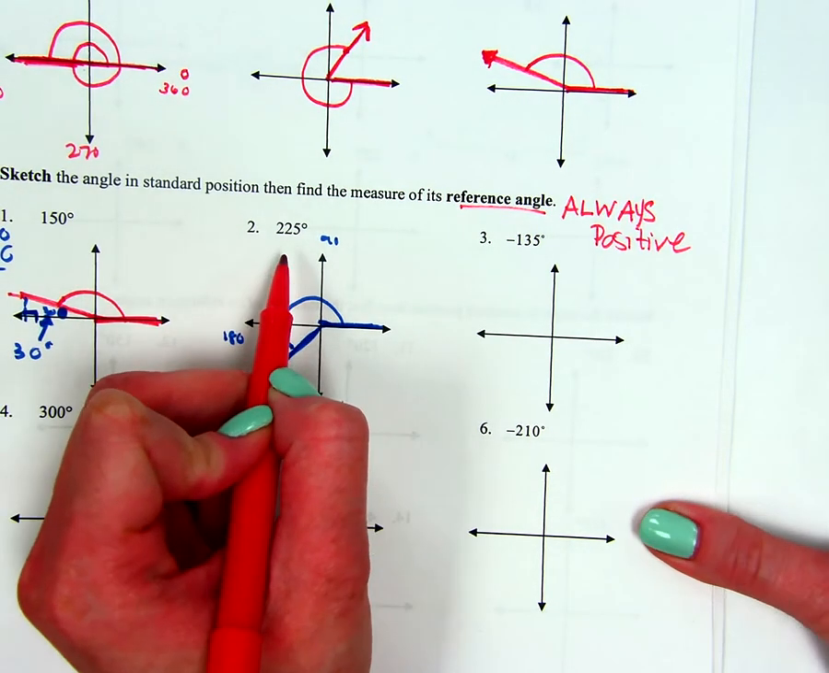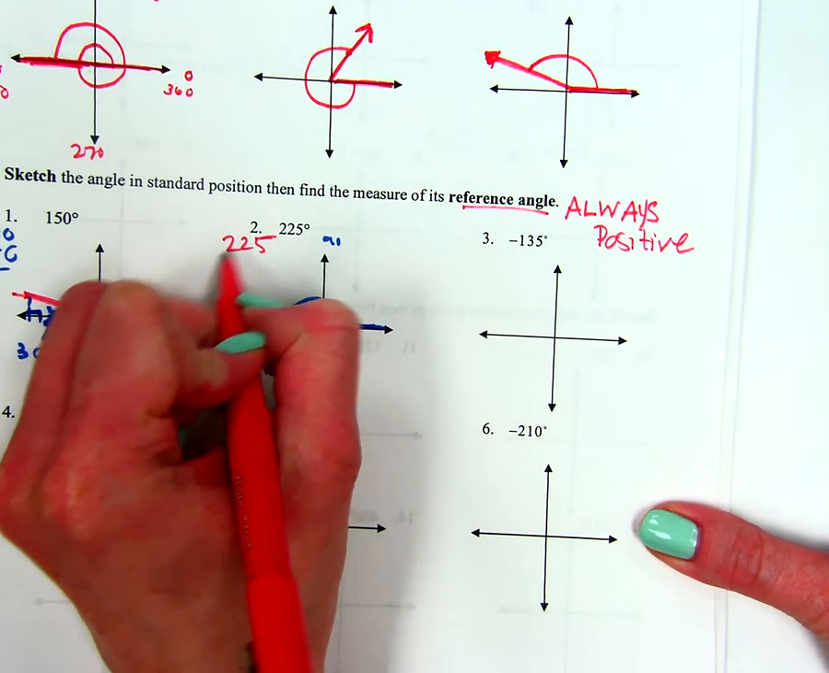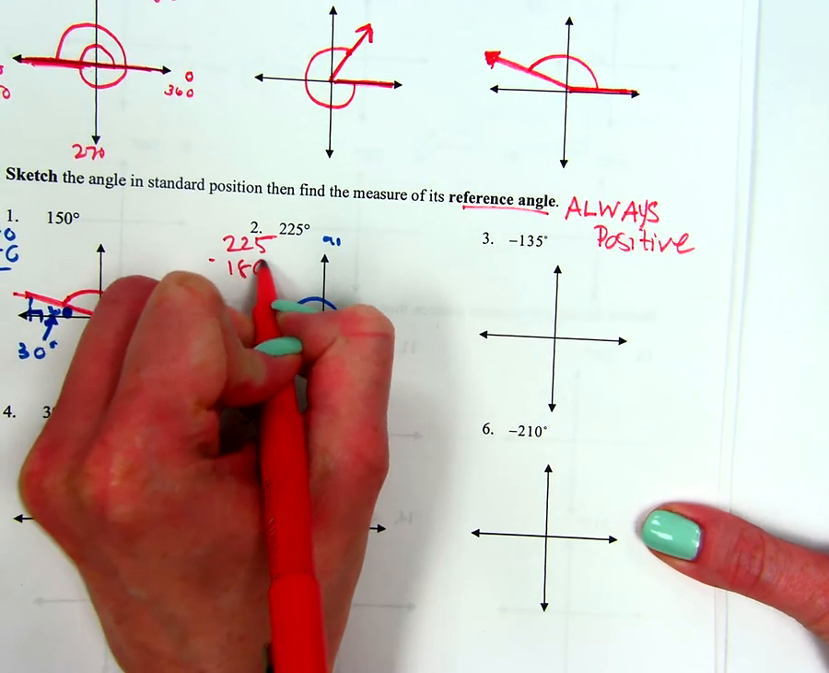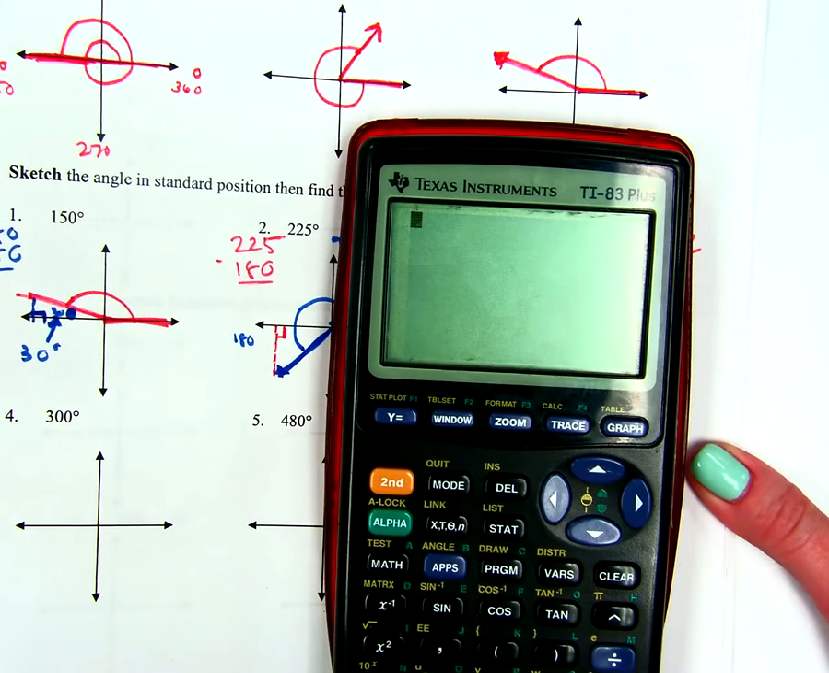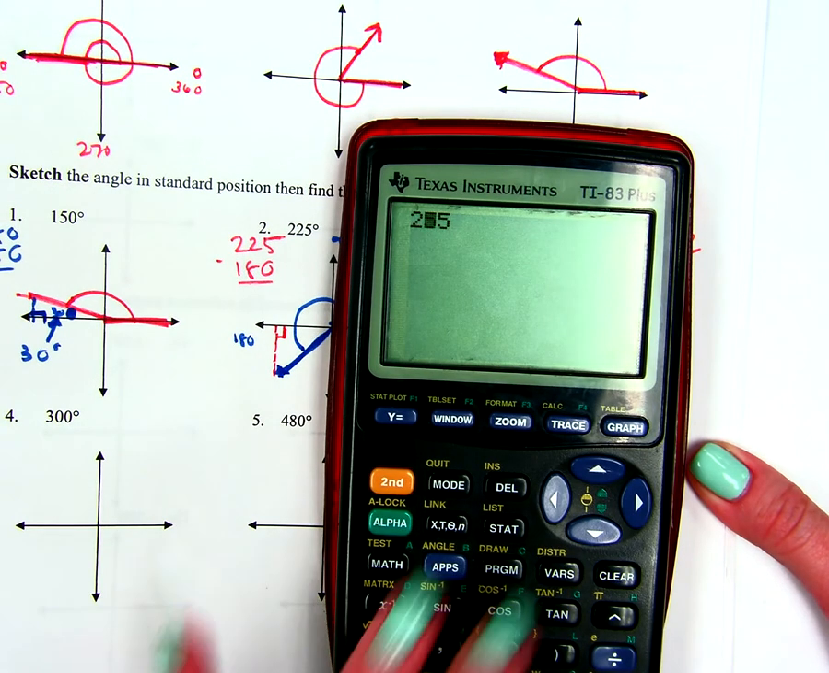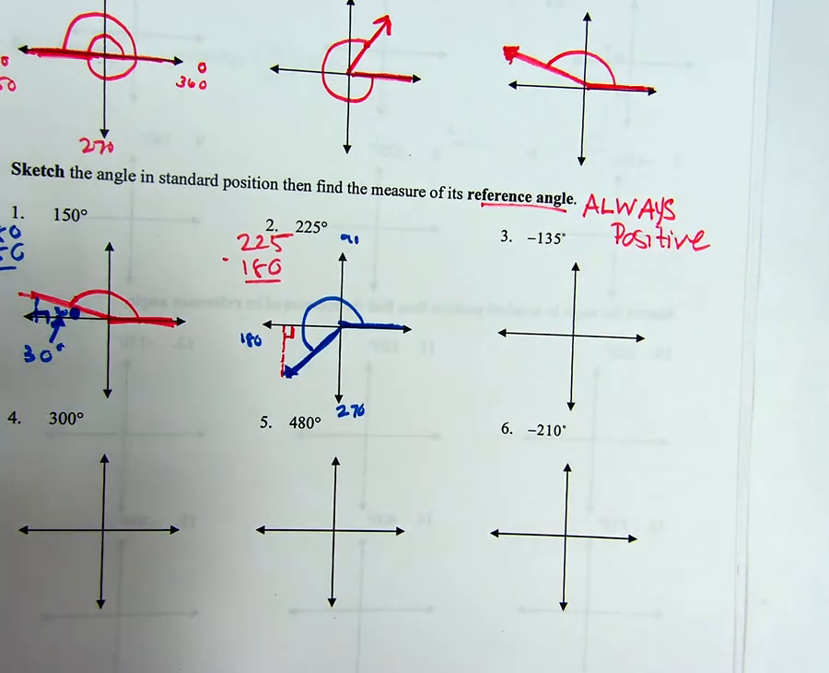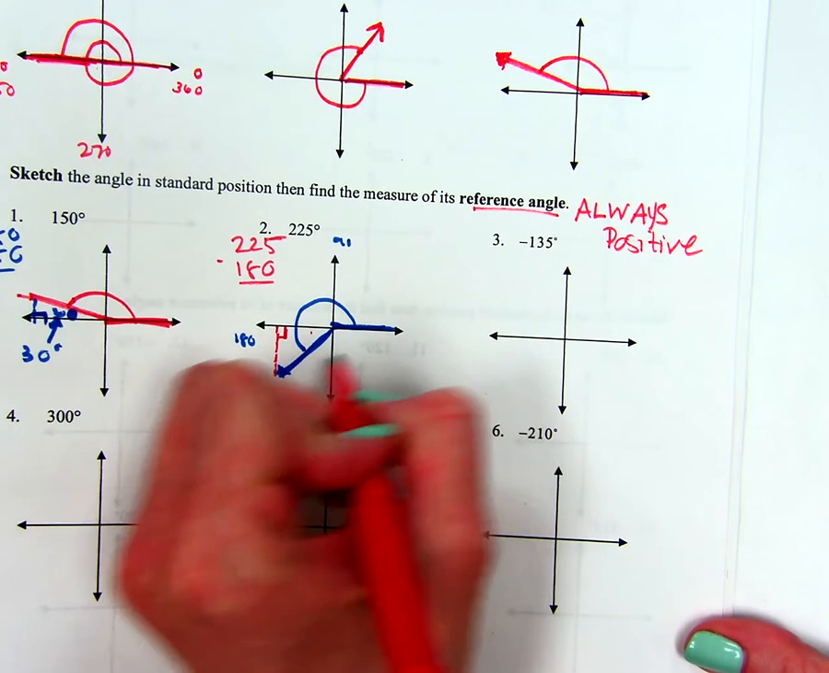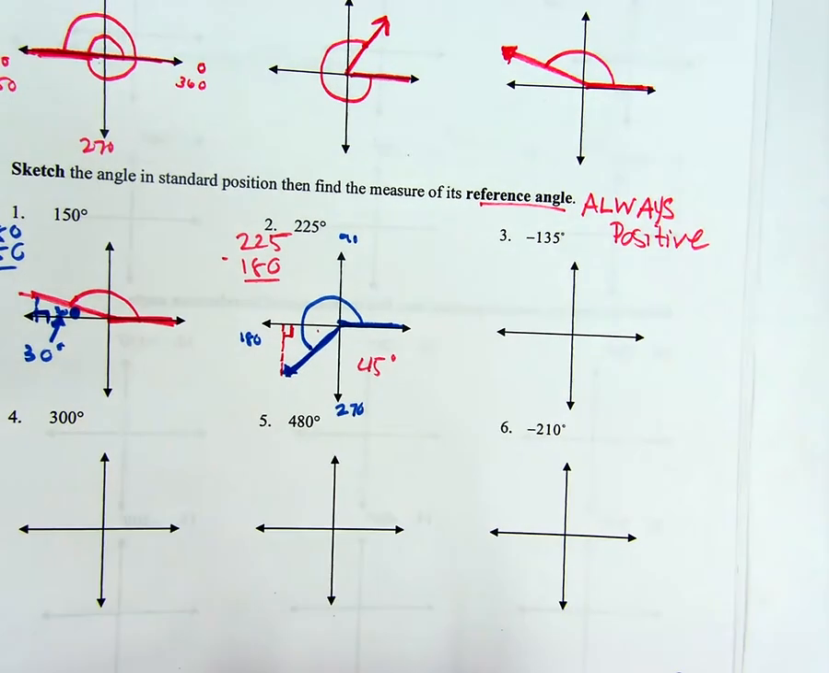But I need it to come out positive, so I'm going to start with 225. I'm going to start with my larger number and subtract my smaller number. So I'm going to get 225. Go ahead and get your calculator out. So 225 minus 180. And my angle there is 45 degrees. So my reference angle is 45 degrees. And that's that angle right in there.